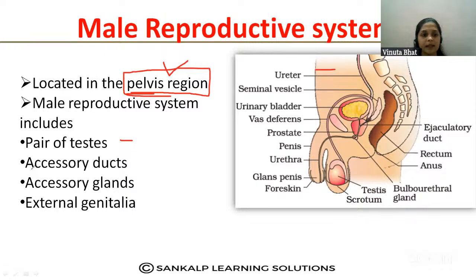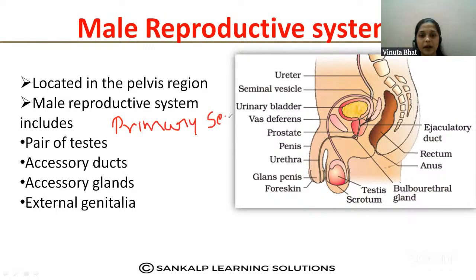Okay. Then this male reproductive system includes primary sex organs and accessory ducts and glands. My dear students, what do you mean by primary sex organs? Anybody?